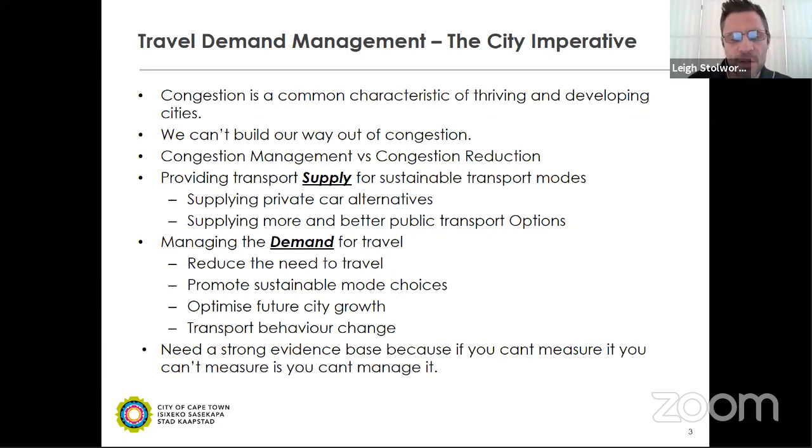And also optimizing future city growth to make sure that the demand profile, which is influenced by the spatial relationship between land uses, leads us into a better demand profile in the future. And also to try and stimulate better, more sustainable mode choices and transport behavioral change. But to be able to do this, we need to understand the state of all of these moving parts. So we need a strong evidence base to understand what we need to do and where our biggest challenges lie.